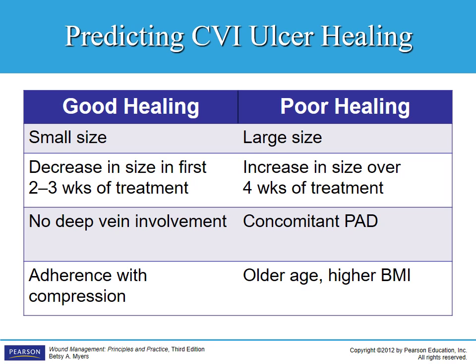If there is a small chronic venous insufficiency ulcer, with good healing, no deep vein involvement, and adherence with compression, you can see it start to decrease within the first 2 to 3 weeks of treatment. However, if you have someone that is not healing well, they have a larger chronic venous insufficiency wound, they also have peripheral artery disease, so they have some arterial insufficiency, they're going to be older and have a higher BMI, so more obese. You're going to see a poorer healing rate, and you're going to see their wound increase in size over the 4 weeks of treatment. It will get larger.